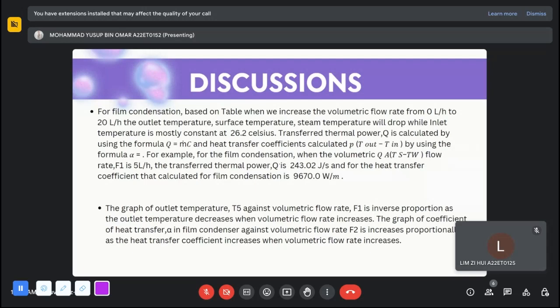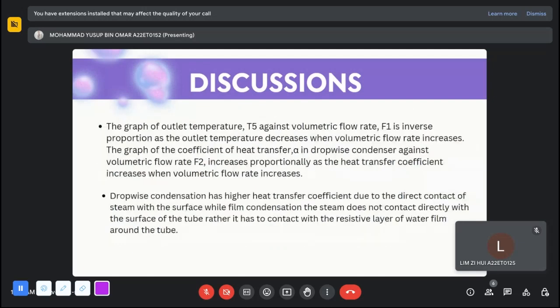The graph of outlet temperature T5 against volumetric flow rate F1 is inversely proportional, as the outlet temperature decreases when the volumetric flow rate increases. The graph of the heat transfer coefficient alpha in film condensation against volumetric flow rate F2 increases proportionally, as the heat transfer coefficient increases when the volumetric flow rate increases. The graph of outlet temperature T5 against volumetric flow rate F1 is inversely proportional as the outlet temperature decreases when the volumetric flow rate increases. The graph of the heat transfer coefficient alpha in dropwise condensation against volumetric flow rate F2 increases proportionally as the heat transfer coefficient increases when the volumetric flow rate increases.